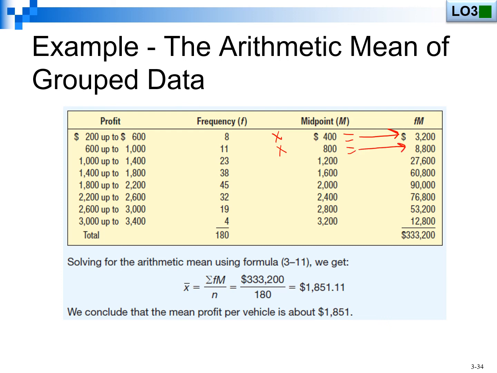So all you're doing is taking every one of these frequencies and multiplying by their midpoints, and then you sum them all up, and you get 333,200. So notice that's going right to your formula in your numerator right there. And because the frequency count is 180, you simply divide by 180, and you get about 1,851. That will be called your sample mean for grouped data.